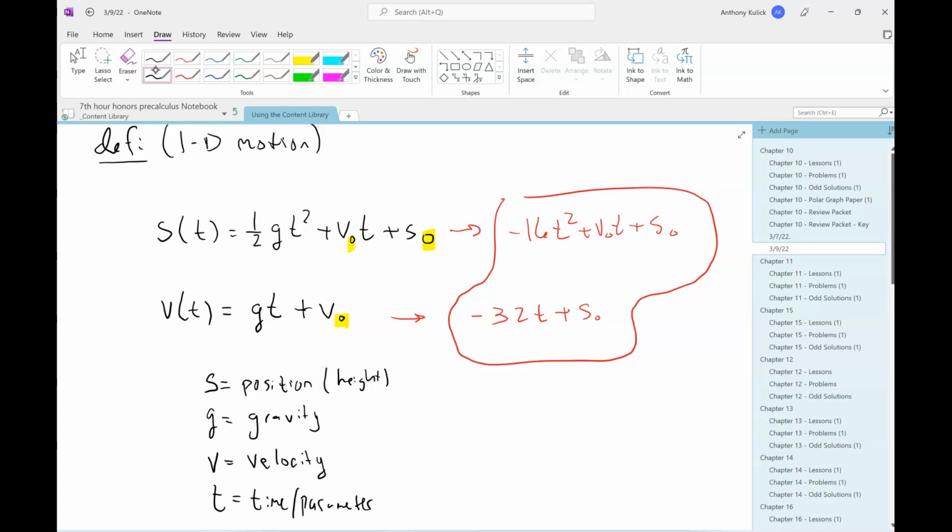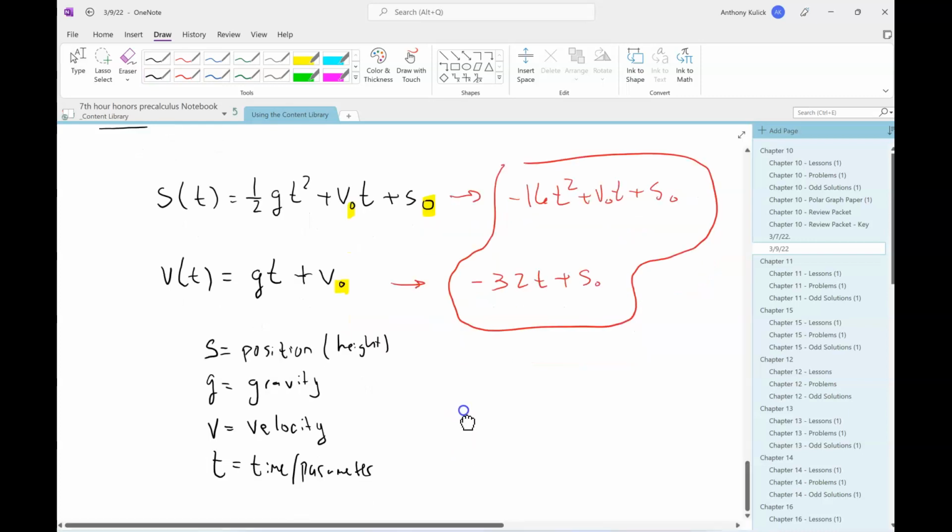So all we did is just define an equation. Let's look at an example of where we can use this.